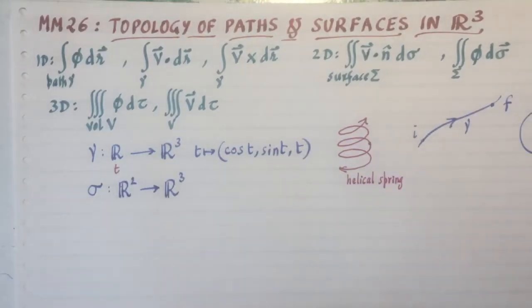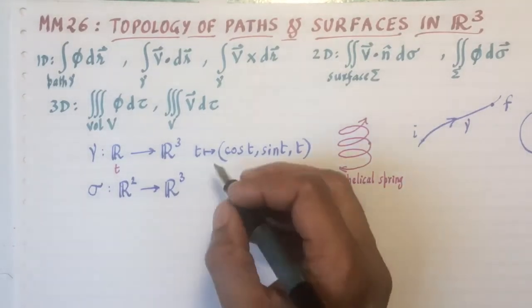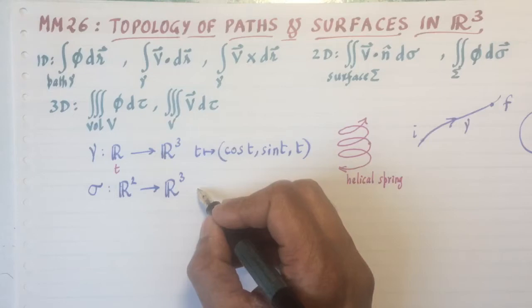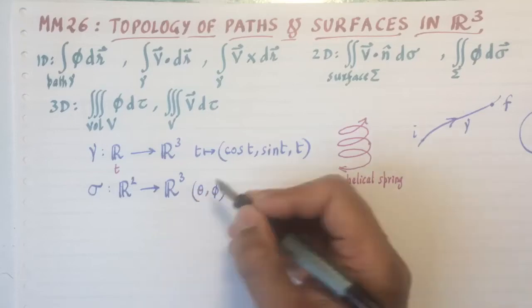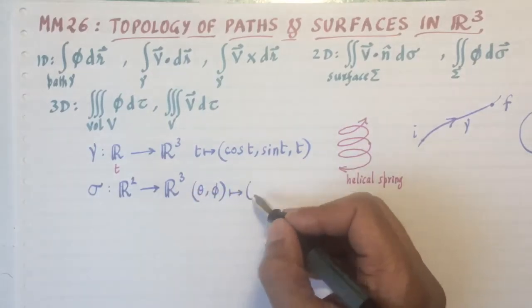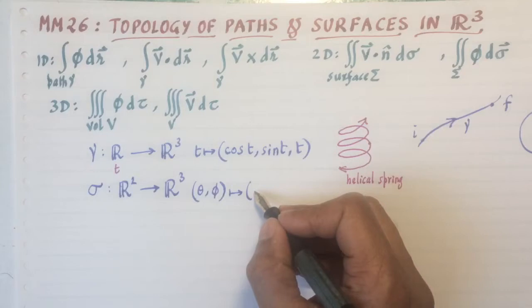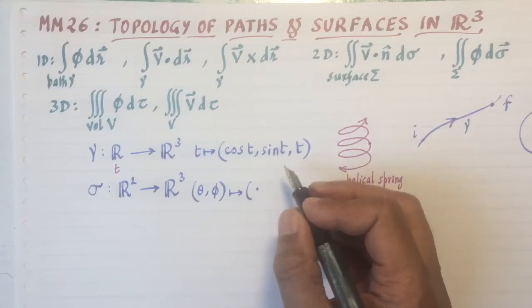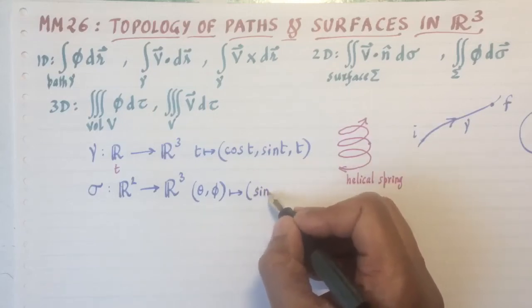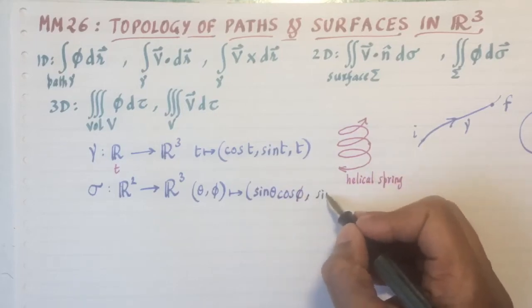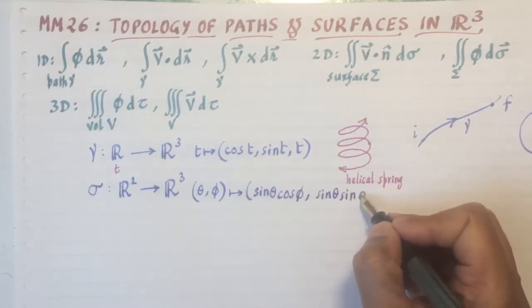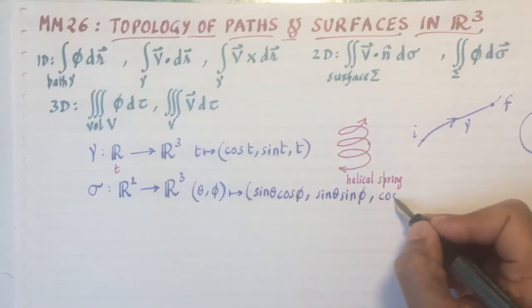Now, a great example of this would be the map that embeds the spherical surface into R3. So let's take a unit sphere. I'll take the angle theta, I'll take the angle phi, and I'll embed it as follows. For the x coordinate, I have sine theta, cosine phi. For the y coordinate, I have sine theta, sine phi. And for the z coordinate, I have cosine phi.